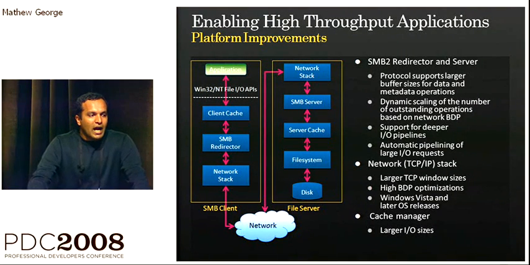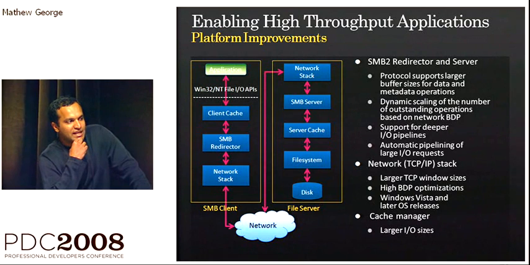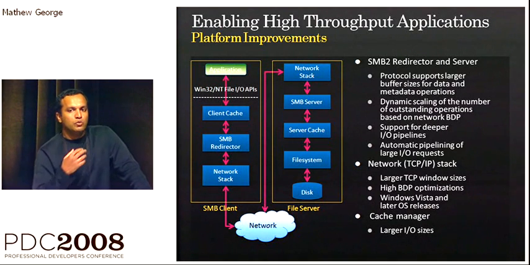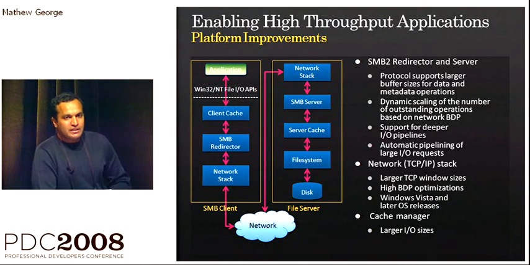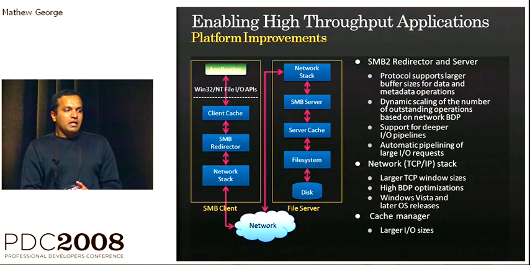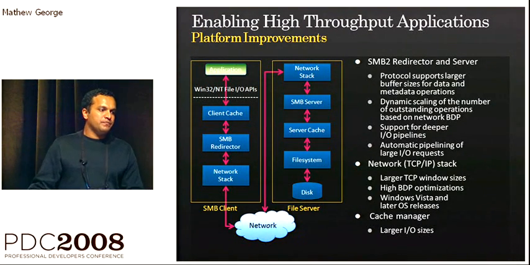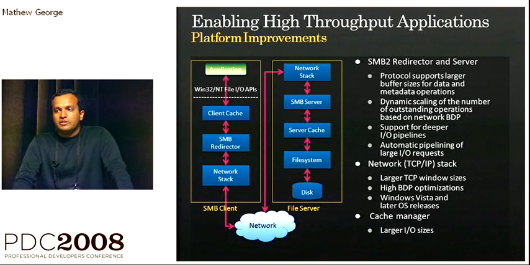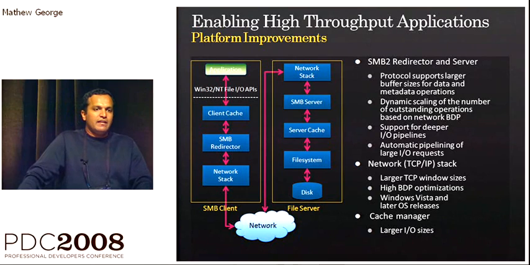Now let's see, for high throughput applications, what improvements we have made to the platform. As I said before, we did the SMB2 protocol, and it was designed with high bandwidth delay products in mind. It can definitely support a large number of outstanding operations against the server. It also supports large buffer sizes. SMB1 had a lot of limitations as to what buffer sizes could be used, but SMB2 is much more generous in that regard.